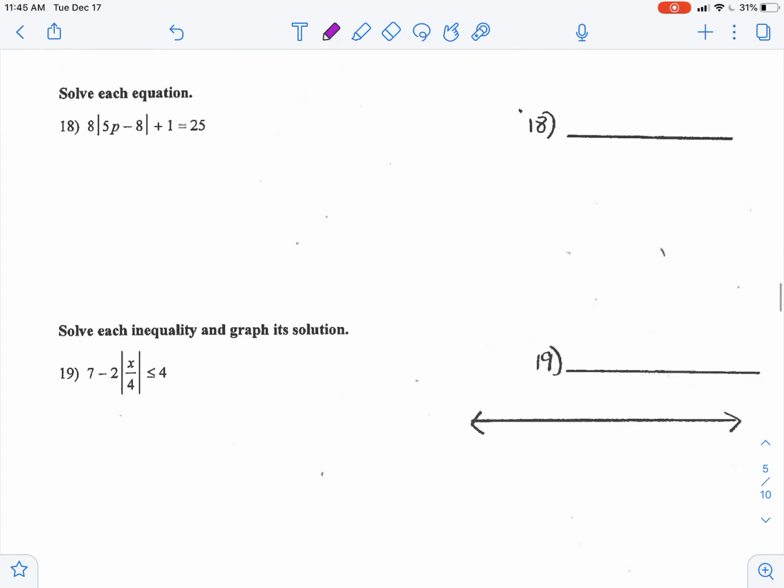Number 18, you are going to solve an absolute value equation. Now remember what I told you the rules are when you're solving absolute values. Be sure you get that absolute value by itself first, and then determine how many equations you need. Pause and work the problem.